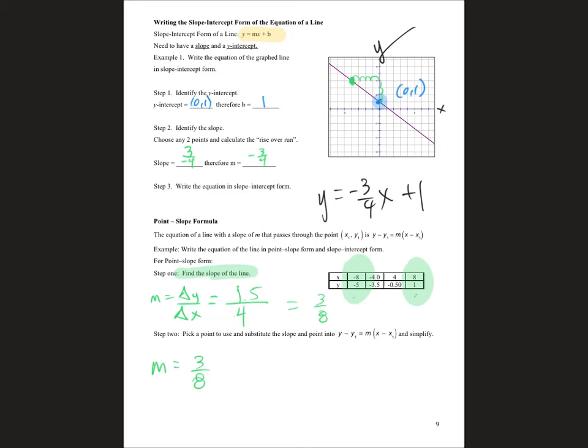Now, in this case, I have the slope and I have some points. So I could go back to my table and use my slope and substitute into this formula. So y minus y1, which is 1, so this is my (0, 1), equals my slope times x minus the corresponding x1. So I am going to distribute.